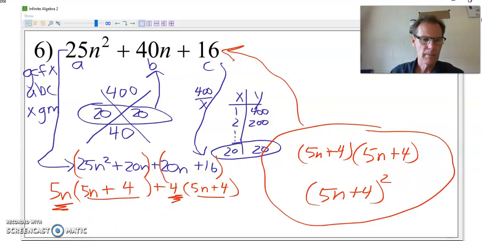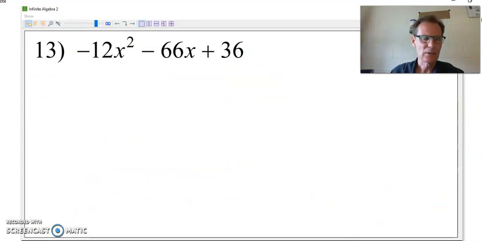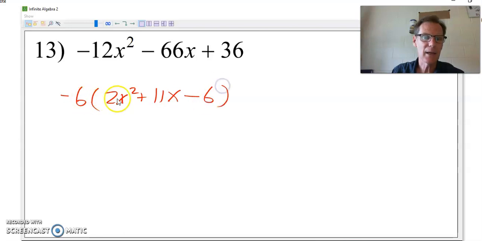All right, you give it a try. I think I have some other ones here. I'll just give you a hint on number 13 because it's unlucky. There's a GCF in here, and I wanted to say it was negative 12, but negative 12 doesn't go into 66. It looks like it's negative 6. Factor out that GCF of negative 6 first, and then you'll have 2x squared plus 11x, because I factored out the negative 6, and then minus 6, because negative 6 times negative 6 gives positive 36.